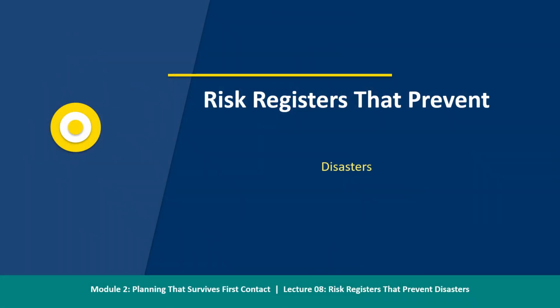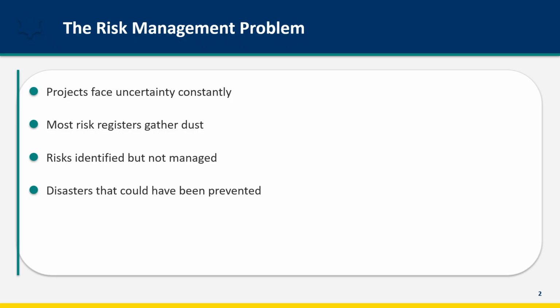Welcome to the final lecture of Module 2. We've covered planning fundamentals. Now we address the uncomfortable truth that plans rarely survive contact with reality. Risk management is how we prepare for what might go wrong before it goes wrong. Every project faces uncertainty. Things will go wrong. The question is whether you'll be prepared.